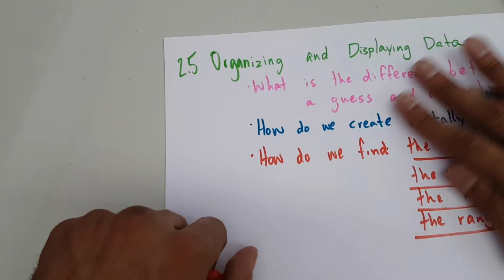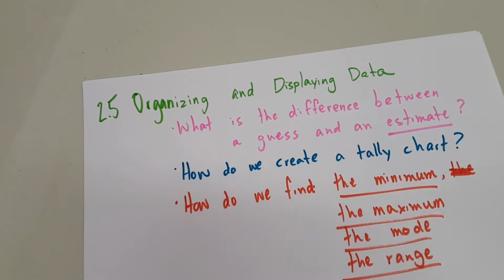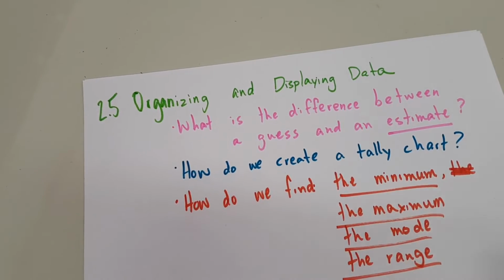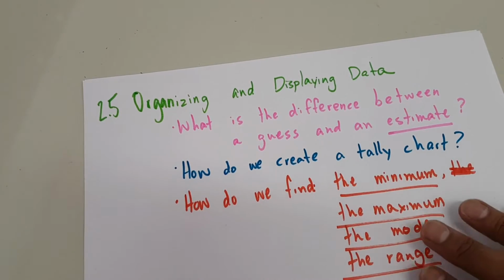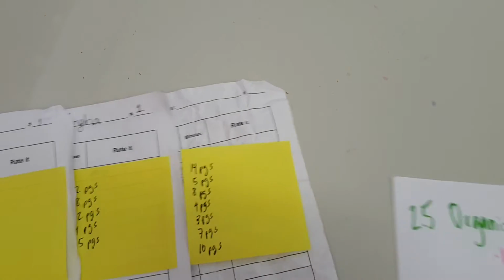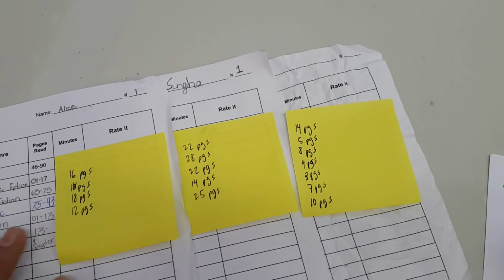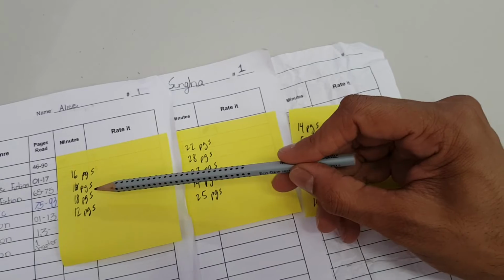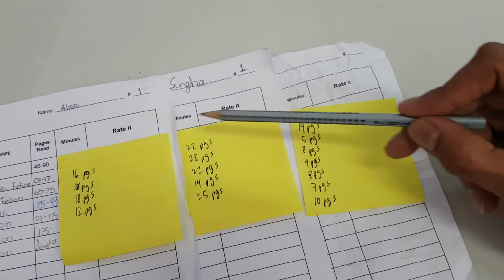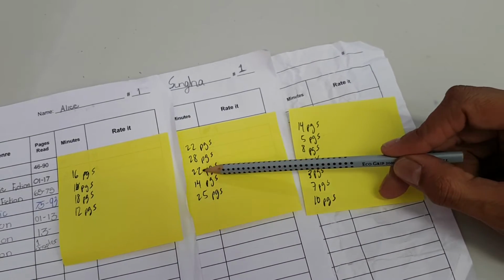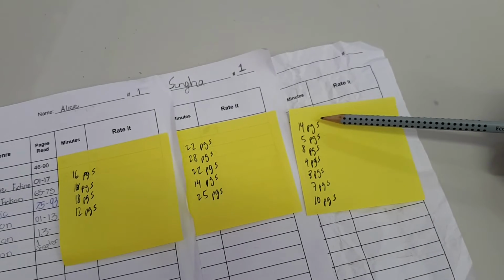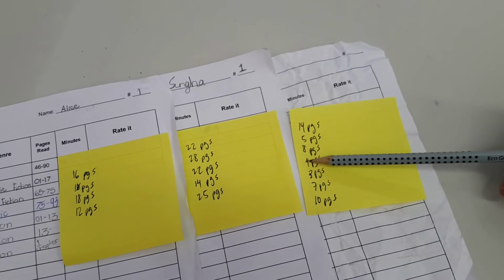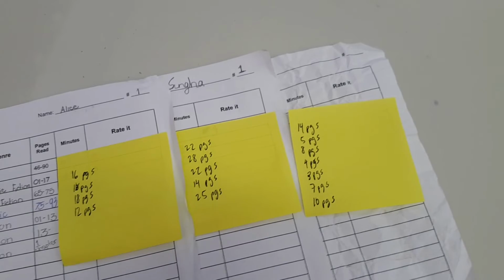Now, let's move on to how do we create a tally chart. So when we create a tally chart, it's a way of looking at all the data we have. So here we've got some data. We've got the pages that these children have read every day. So you can see this child read 16 pages, then she read 10, she read 18, 12. This child read 22, then 28, then 22, then 14, then 25. This child read 14, 5, 8, 4, 3, 7, and 10. So now let's organize this data and look at all of it. That's why I'm going to make a tally chart.